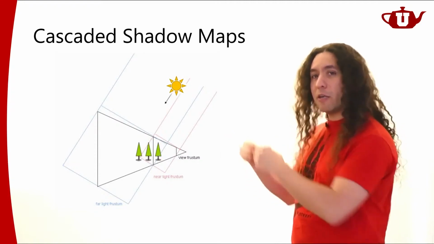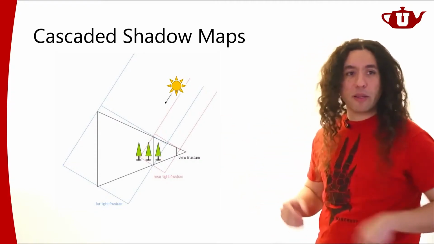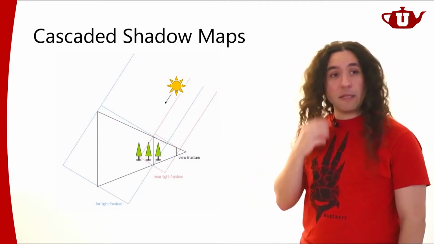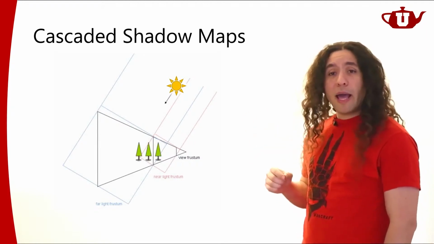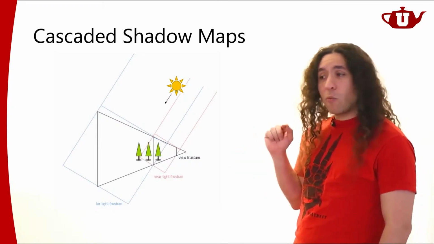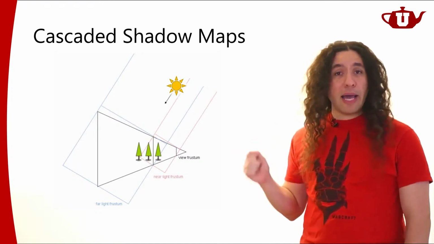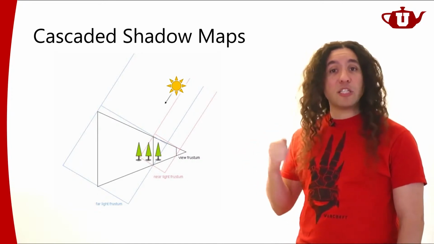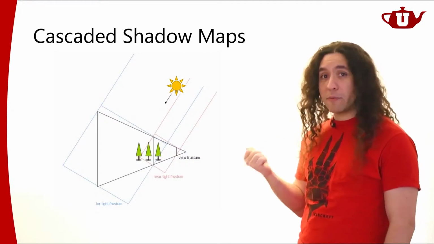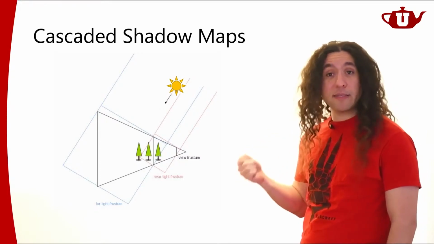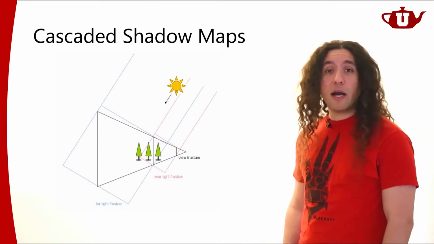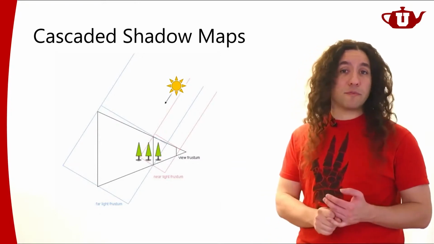I can have near, medium, far, or I can have more than three as well. Depending on your scene, you may want to have more than three if you want to. And when I'm rendering, I am going to decide which shadow map to look at when I'm computing shadows. So depending on how far a point is from the camera, I'm going to determine which shadow map to use.